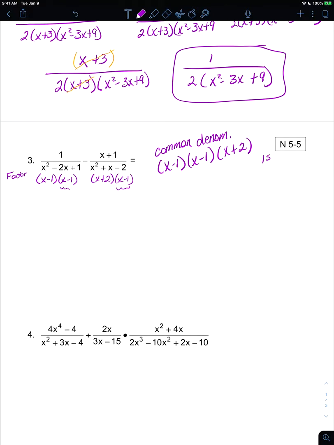So what does the first term need? It needs an x plus 2. So we're going to multiply that first term times x plus 2. That second term, the denominator, needs another x minus 1. So we're going to multiply that second term by x minus 1. Okay, so let's make our equivalent fractions.